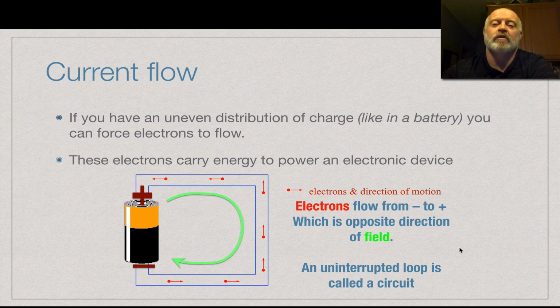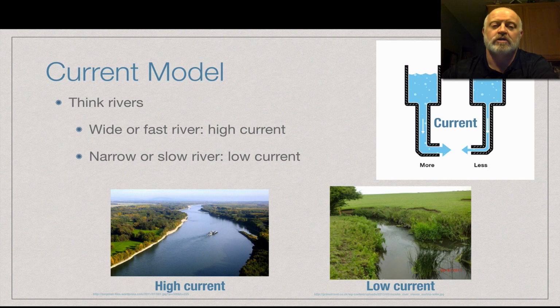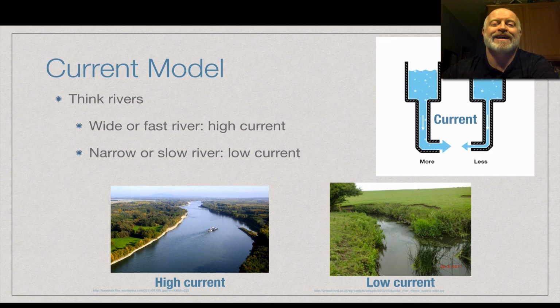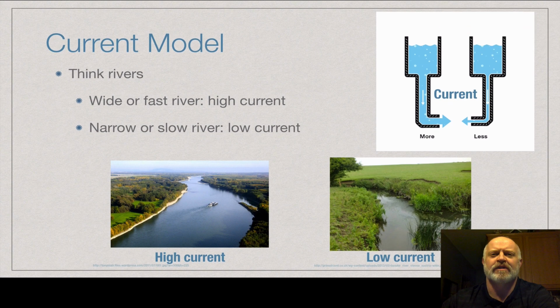Now, with current, we can start relating current back to other terms that we've been using in this unit. To do that, we want to go back to that idea of what's our model for this? What's a way to help us visualize that? We use the waterfall for electric potential. So for current, what we want to use is this idea of a river.